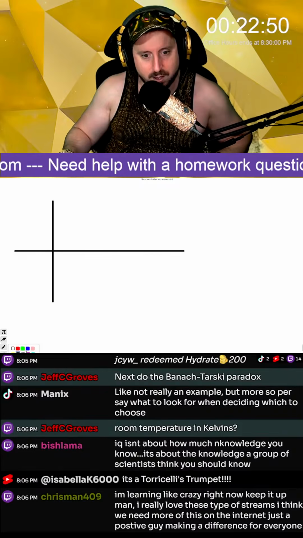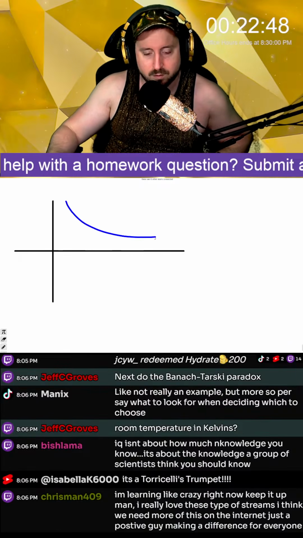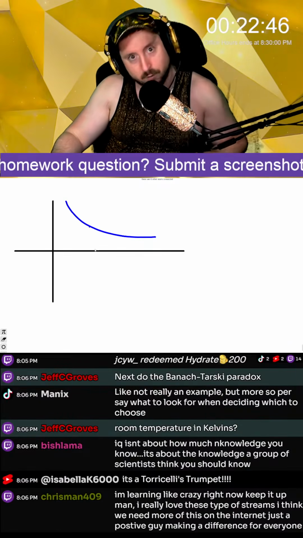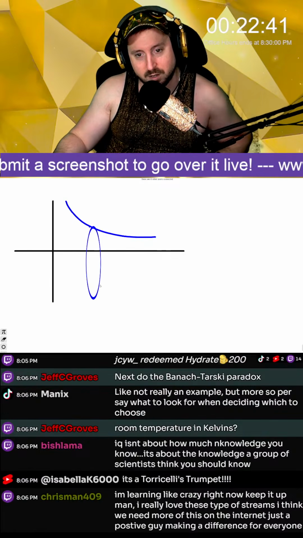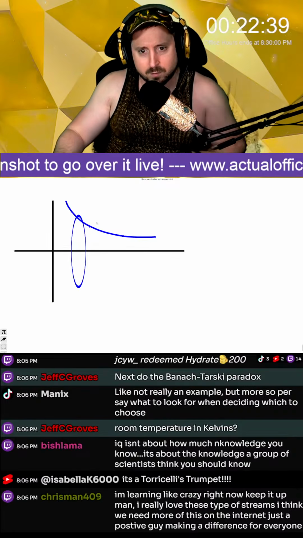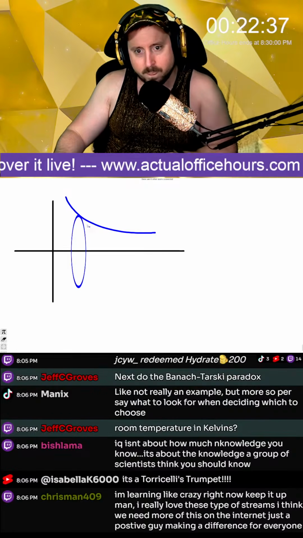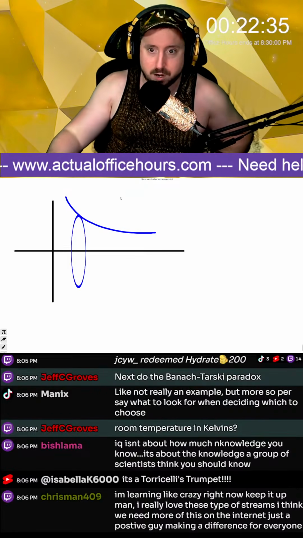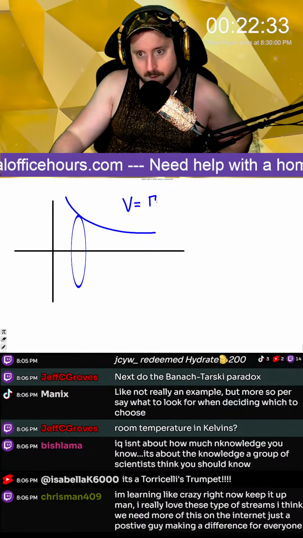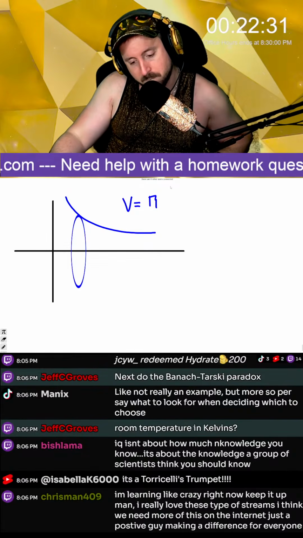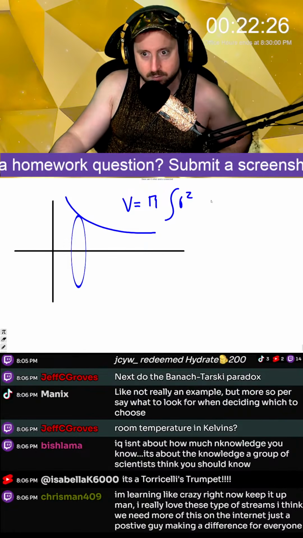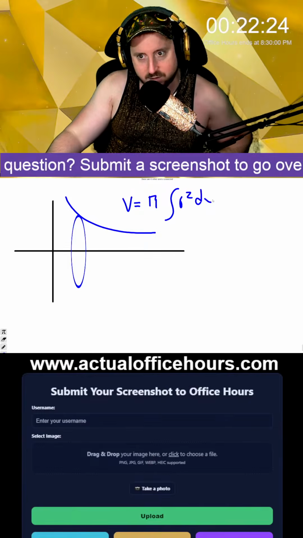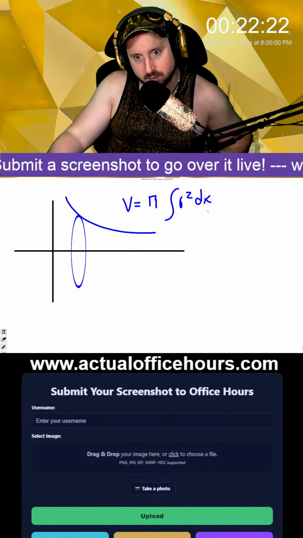So let's say, for instance, you have something like this, and you're trying to revolve it around, right? That one is a Torricelli's trumpet. Yeah, Gabriel's horn, I think, right? So in this case, volume is equal to pi, and then r squared. And in this case, it would be dx, right?